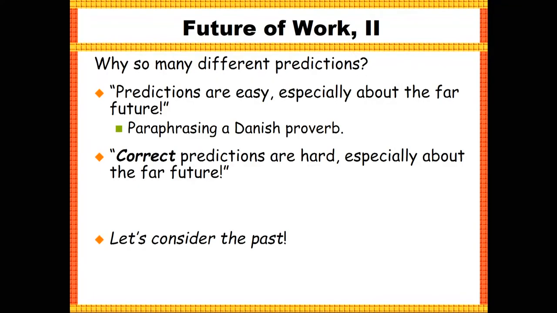So why are there so many different predictions? Well, because predictions are easy, especially about the future. Why are they easy? Go ahead, make predictions. Make a prediction of what will happen in 70 years. Who's going to prove that you are wrong?